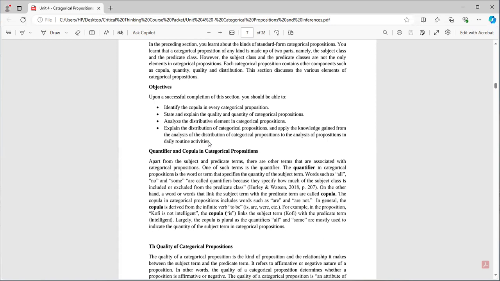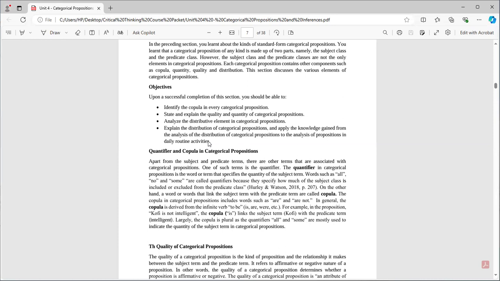It is copula. If I say all S is D, the word that is joining the class of S with the class of D is the word is. So the copula is linking the two classes together. We have the quantifier, which is the same as the quantity. Quantifier is talking about the number of the members of the subject class and the predicate class that we are talking about. Quantity, quantifier, we're always looking at the number.